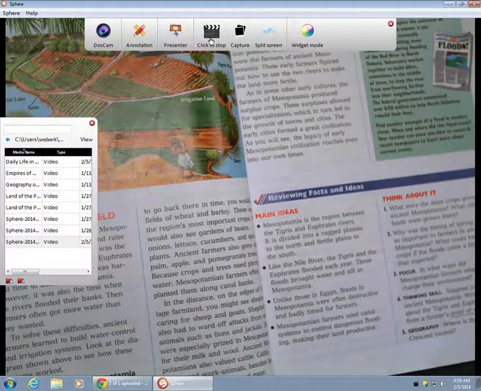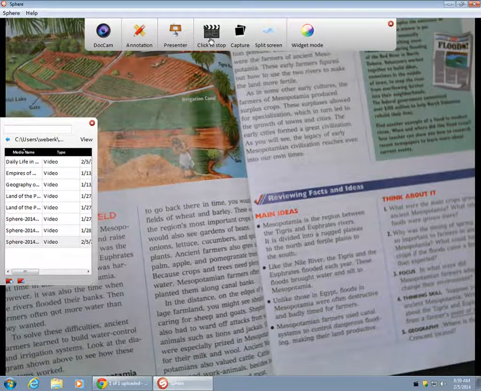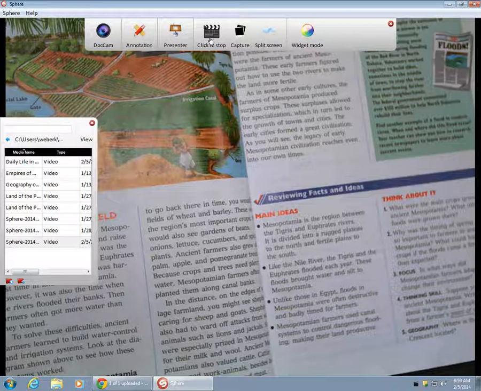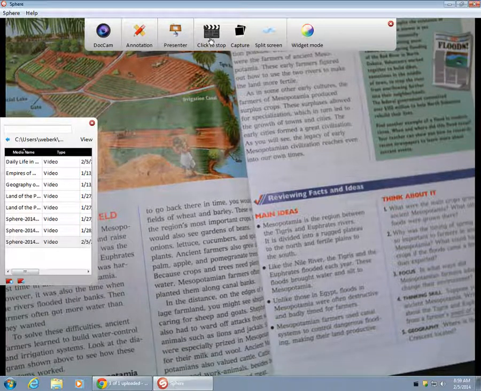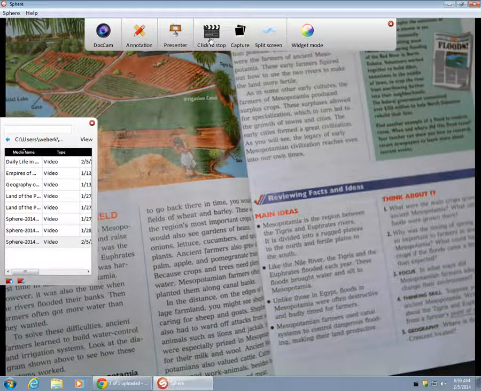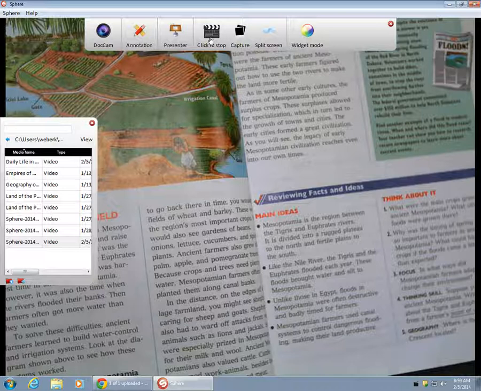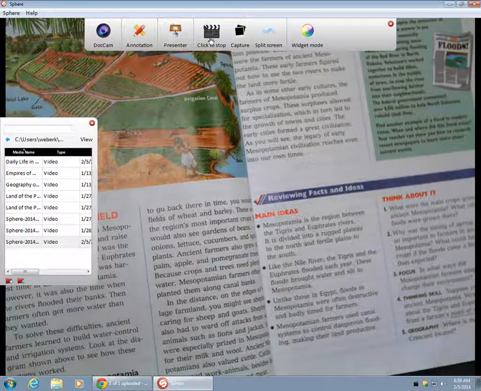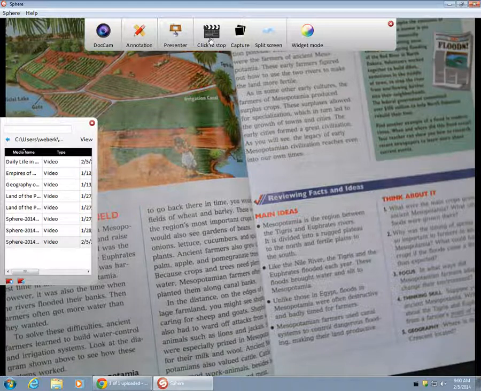Mesopotamia is the region between the Tigris and Euphrates Rivers. It is divided into a rugged plateau to the north and fertile plains to the south. Remember, there was more fertile land to the south. Like the Nile River, the Tigris and Euphrates flooded each year. These floods brought water and silt to Mesopotamia. Unlike those in Egypt, floods in Mesopotamia were often destructive and badly timed for farmers. Mesopotamian farmers used canal systems to control dangerous flooding, making their land productive. Yes, remember they used the canals with a system of gates to hold water in or out and emptied into artificial lakes.